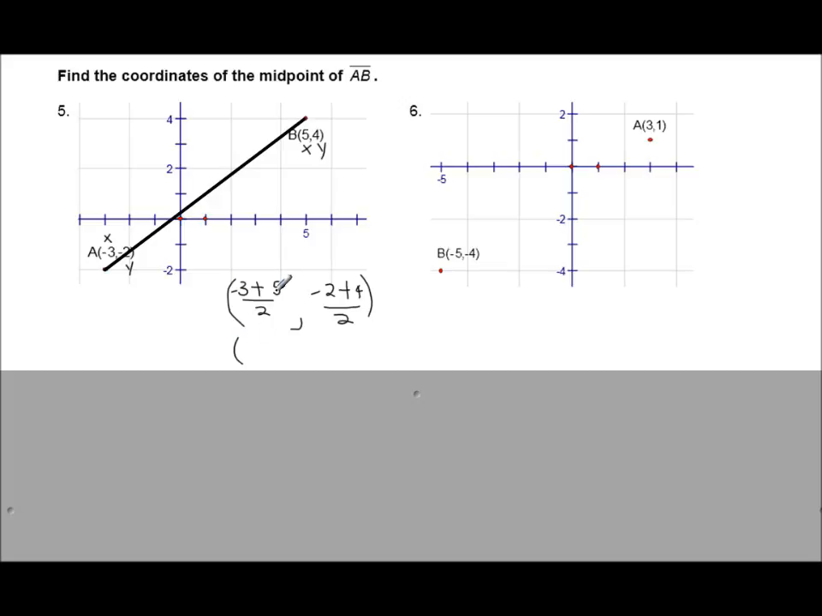So -3 plus 5, that's a +2. We're going to divide that by 2. -2 plus 4, that's also a +2. We're going to divide by 2. So our final coordinates for our midpoint are 1, 1. And I'm going to plot that 1, 1. And it should look like it's directly in the middle of the segment that's been given to us.